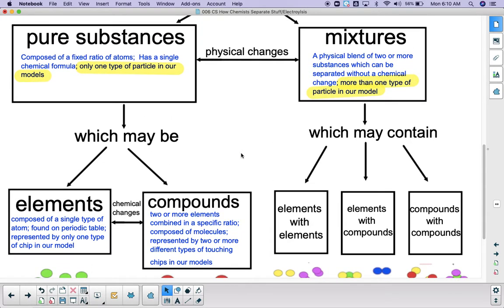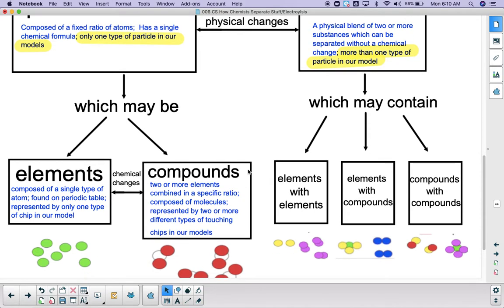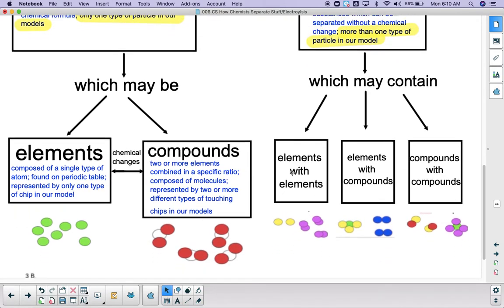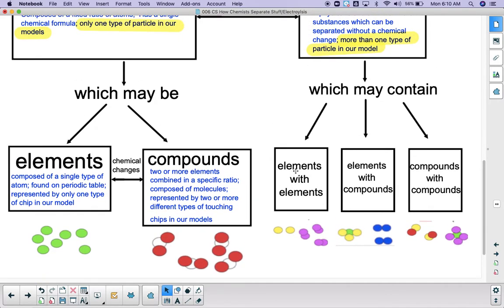Mixtures, which can be created by taking pure substances and stirring them together in such a way that they still look the same on the particle level and could be separated from one another, can consist of 3 possibilities. There's the possibility of elements with elements, which we have right here. This was the 2 yellows and the 3 P2s.